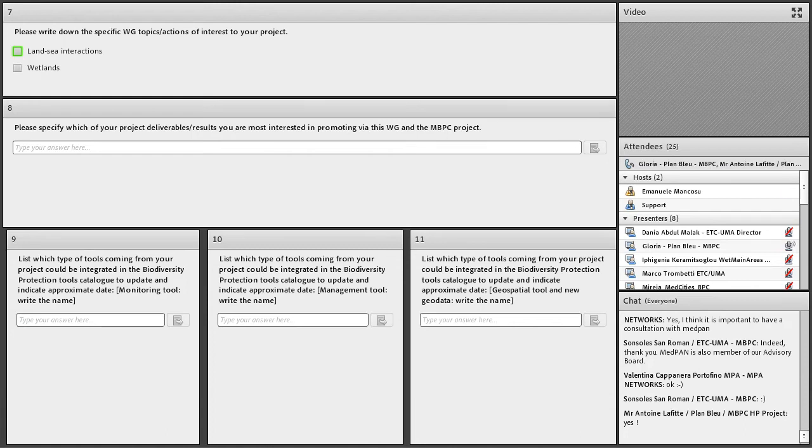Then please specify which of your project deliverables and results you are the most interested in promoting through this working group, so you can select. Because, as during your presentation, Antoine, we have identified different events, for example TuneUp or PostBeMet, where we can collaborate. For sure, you are developing different outputs or tools that we would like to help you with, collaborating and working together to spread the outputs.